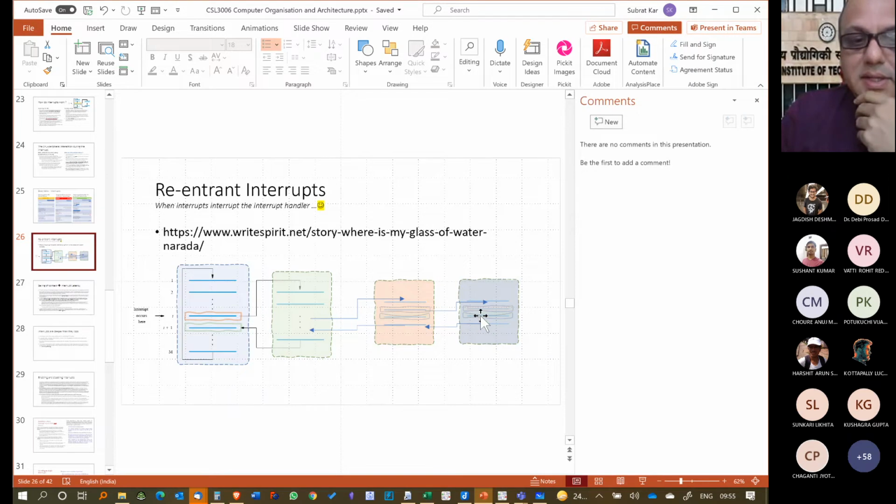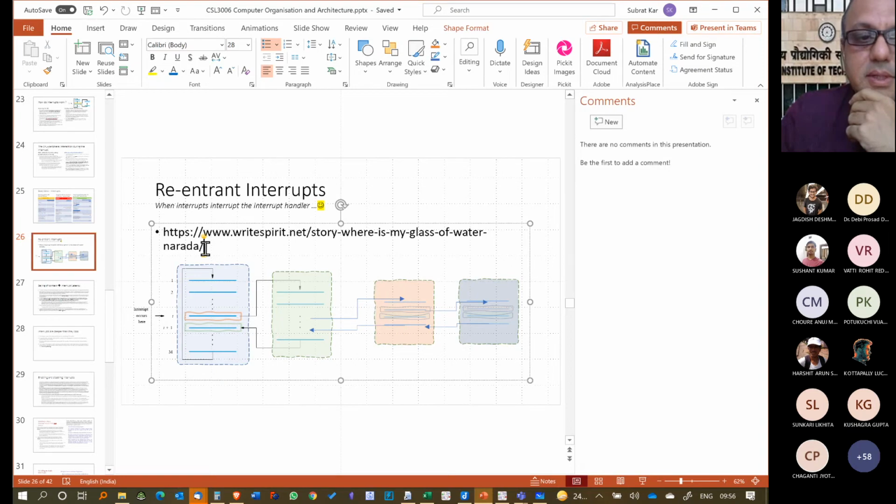Okay. You see, the problem is not as simple. The answer is not as simple as it appears in this diagram, because here this interrupt has something to do with peripheral 1. And how does peripheral 1 know how to service peripheral 2? Do you understand that? So it's not absolutely simple if you look at it, right? But if you wish, you can just write down this link and read the story there.